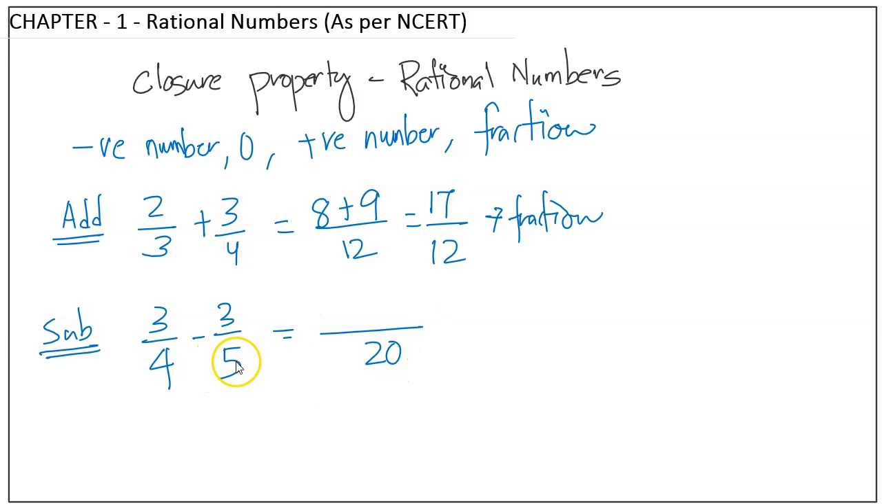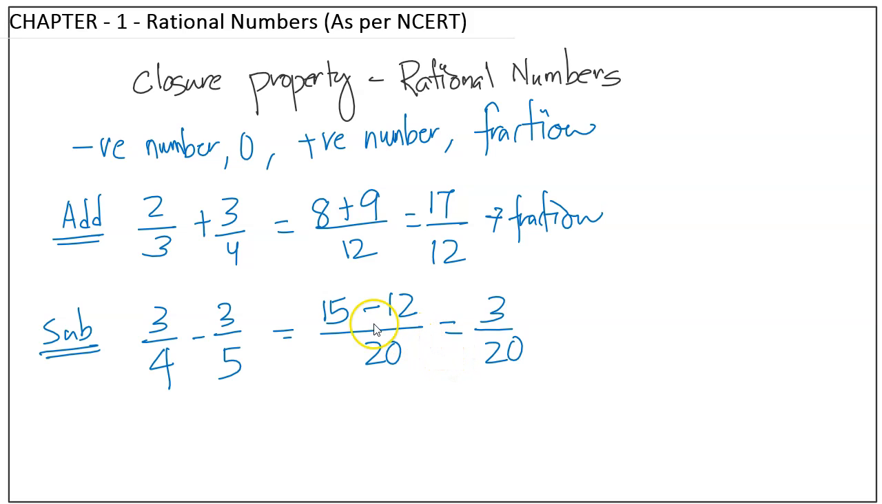5 3s are 15, 4 3s are 12, which is equal to how much? 12 minus 15 minus 12 is 3 divided by 20, or 3 upon 20. This is again a fraction, right?